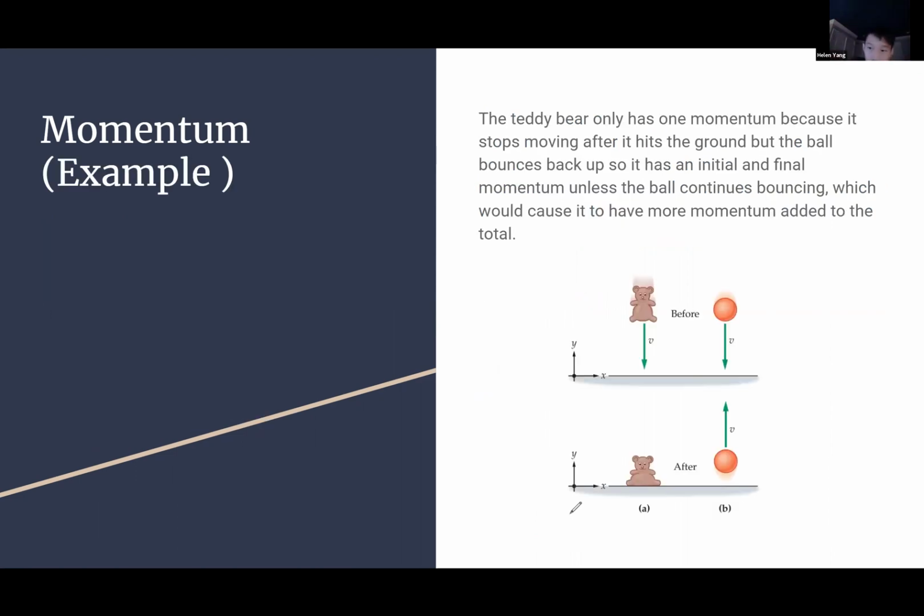So this is an example of momentum. If the teddy bear is moving downwards and the ball is moving downwards, then after it goes downward, the teddy bear is going to stay there, and the ball is going to bounce back up if it's a bouncing ball, for example. So if you're trying to find the change in momentum, it would be delta p, which would be delta m times v. You can also write that as p final, or momentum final, minus the initial momentum.